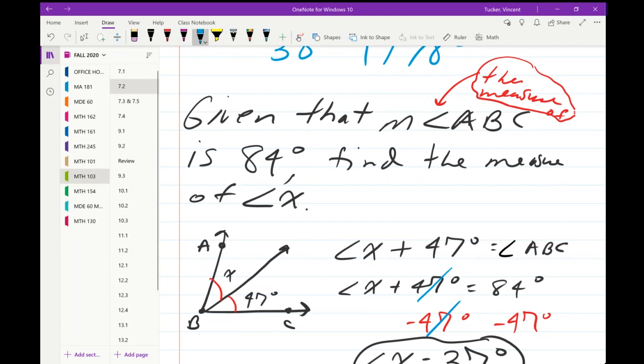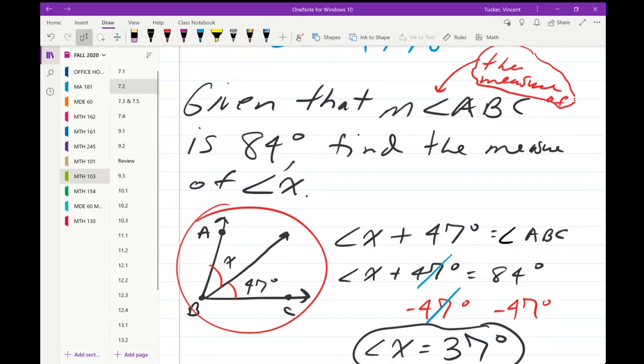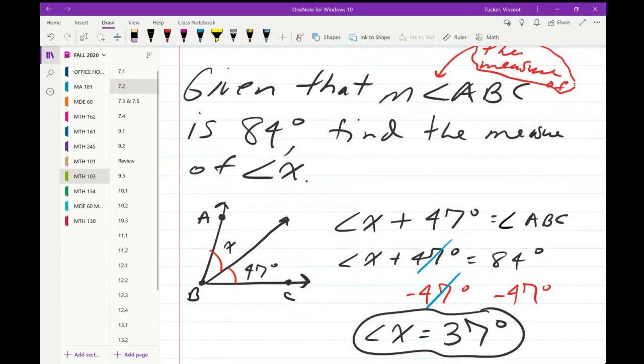So given that the measure of angle ABC is 84 degrees, find the measure of angle X. So they give us this diagram right here, and he wants to find X. So notice that ABC is sitting on the outside, and they're saying that that is equal to 84 degrees. They give us 47 degrees and want to find out what is this missing piece right here.